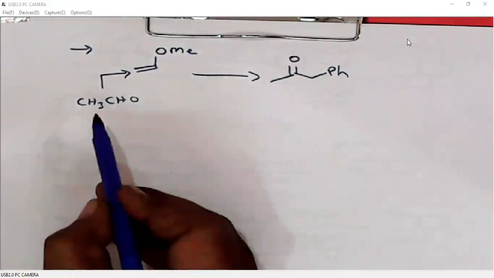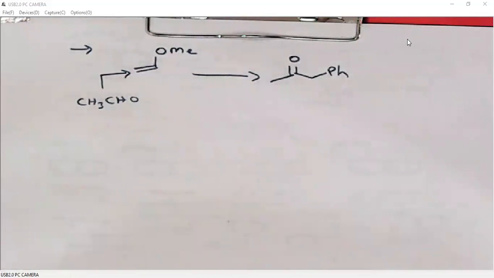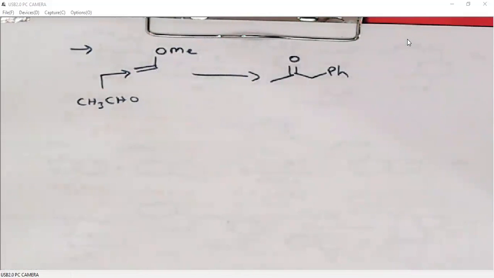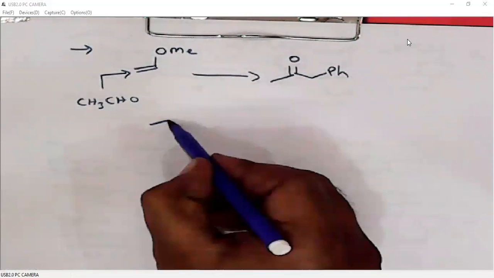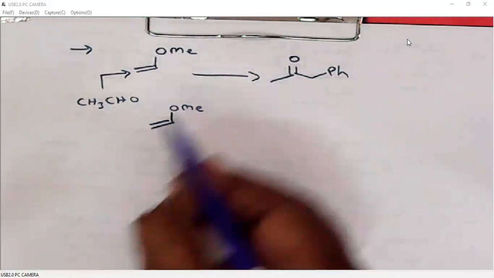Just treat with a base, generally like LDA, that generates enolate ion. Enolate ion can be trapped with methyl iodide. So we will generate this alkyl vinyl ether. Alkyl vinyl ethers are called acyl ion equivalents. I'll tell you how. When we treat it with a base, what will happen?